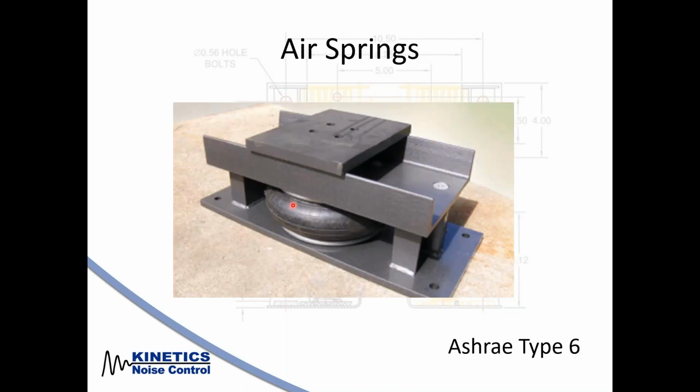So what's interesting about airbags is they are 100% efficient at eliminating vibration. A 4-inch deflection spring on a roof under a cooling tower is about 99.7% efficient at eliminating the vibration, and an airbag is 100% efficient. So it's 0.3% more efficient in eliminating the vibration.